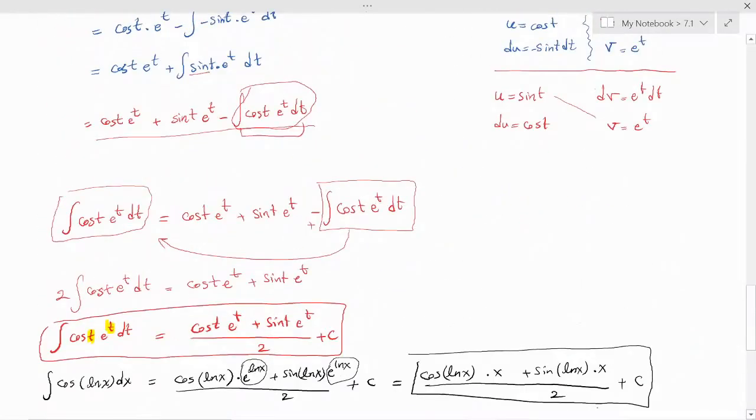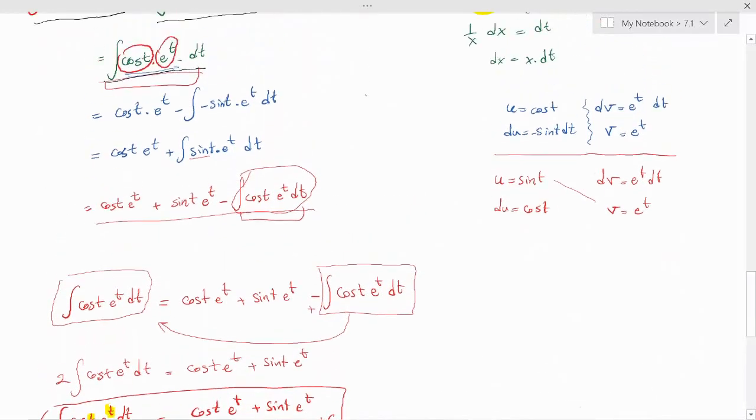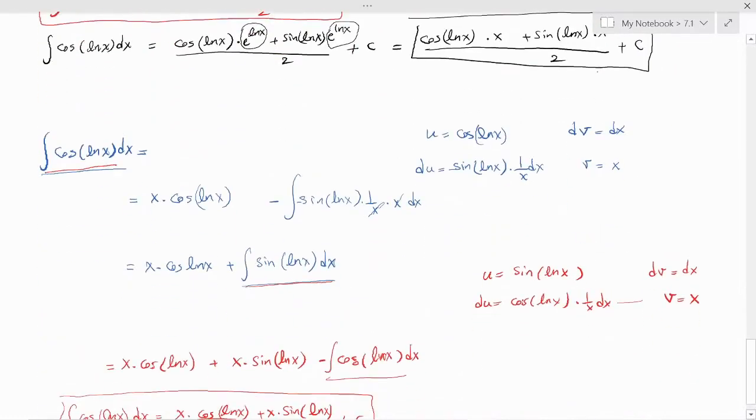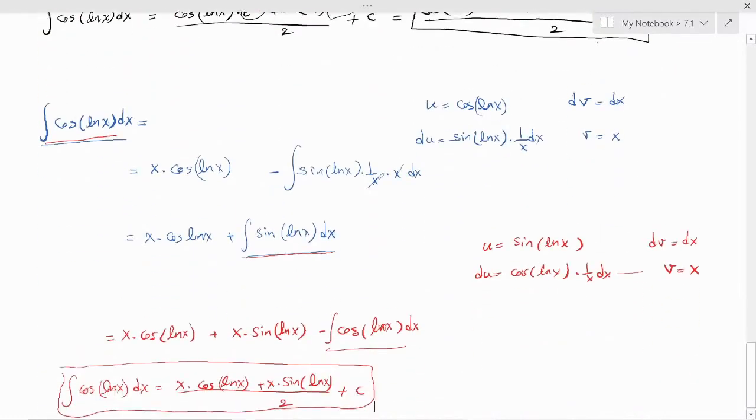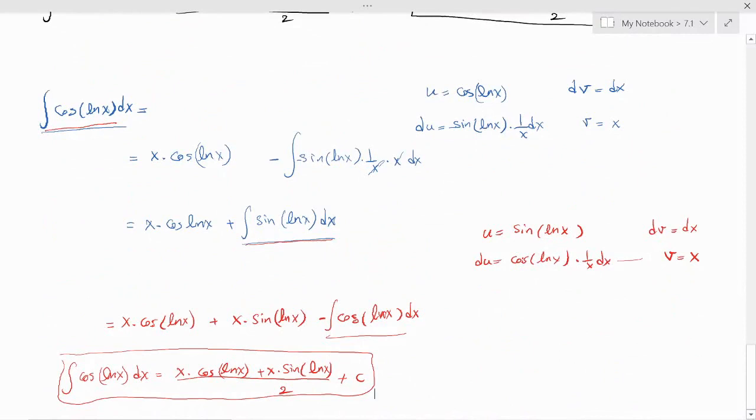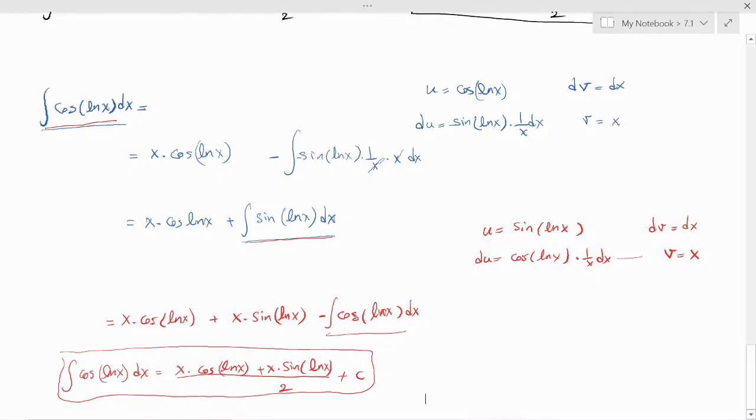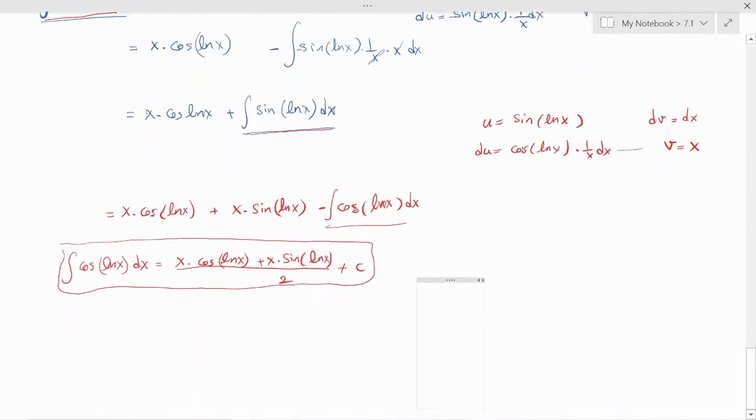If you start with cosine t e to the power t, then you need to do integration by parts twice. If you start with cosine ln x, it turns out that you also need to do integration by parts twice. Okay, so this is it for this section. Try a bunch of examples. They are very similar to these ideas. Not always is it required to do integration by parts, but if the substitution or the simple integration doesn't work, then maybe the choice is supposed to be integration by parts.